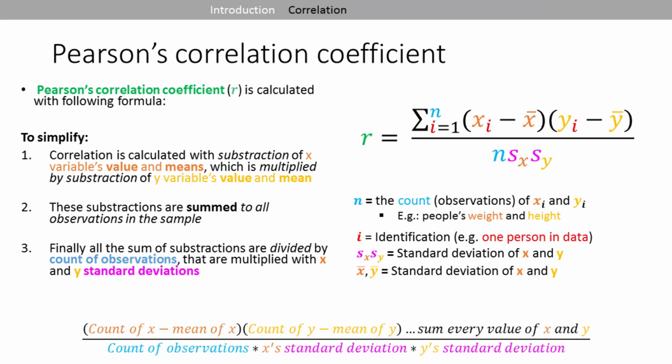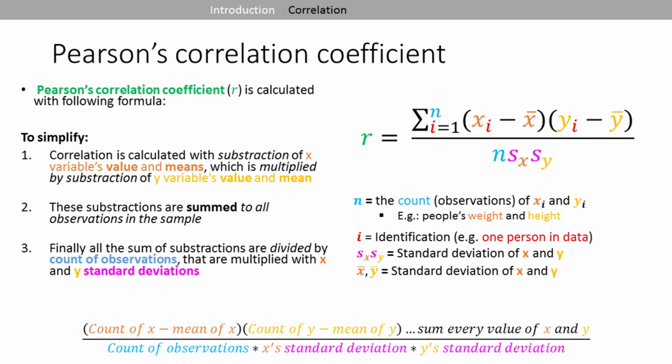So, to simplify, first, the correlation is calculated with the subtraction of the x variable's value and its mean, which is multiplied by the subtraction of the y variable's value and its mean. So there's repetition here. And these products are summed over all observations in the sample, so we have the sum function there. Finally, the sum is divided by the count of observations multiplied by the x and y standard deviations. When I break it up in a text format down there, it's much simpler, and you can understand it better.